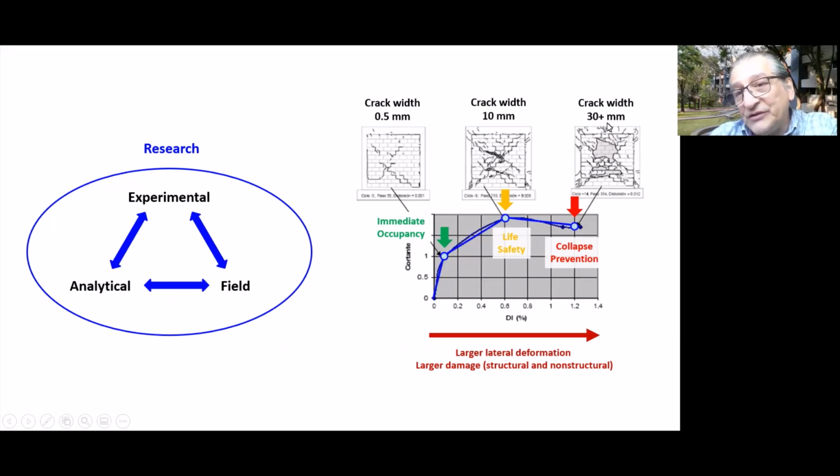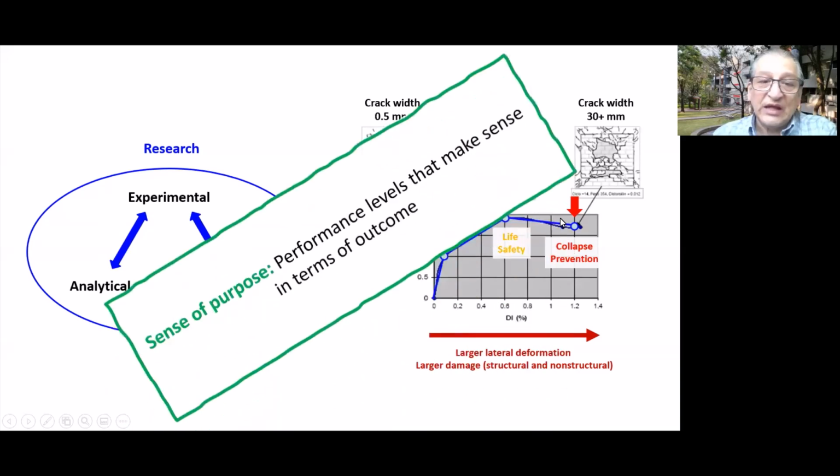So depending on the different structural types of elements, we do a lot of experimental testing and associate displacement ranges for these different performance levels. And there's a sense of purpose to this. We establish performance levels that make sense in terms of outcome, in such a way that we can relate the engineering we do with the outcome of the earthquakes in the field.